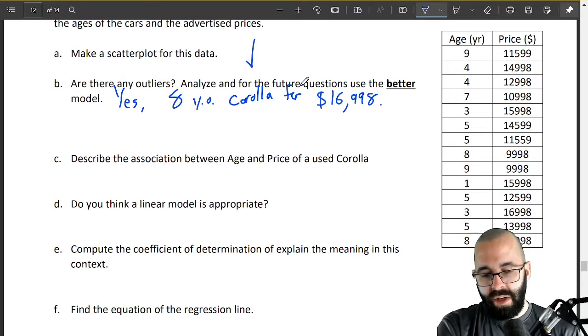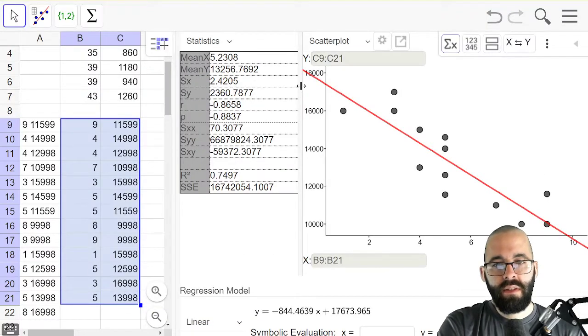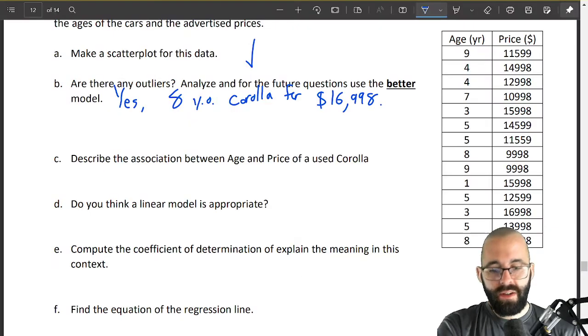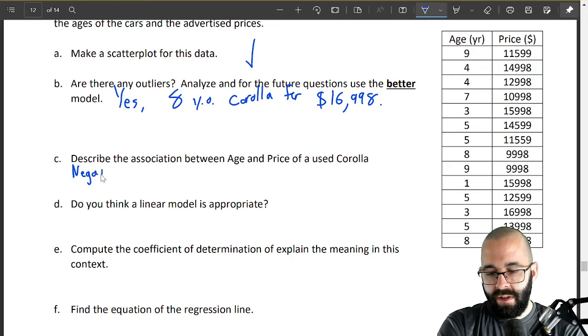Describe the association between age and price. Ages are x, prices are y. As x increases, as we go to the right, what's happening to our y values? As we go to the right, these data points are getting smaller. And there's a negative correlation. Negative linear correlation.